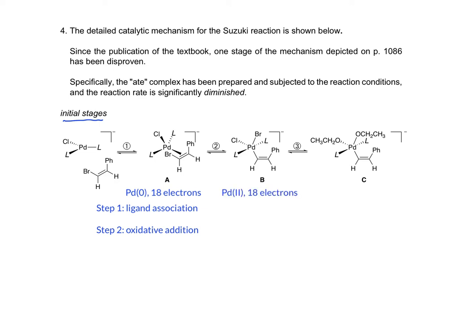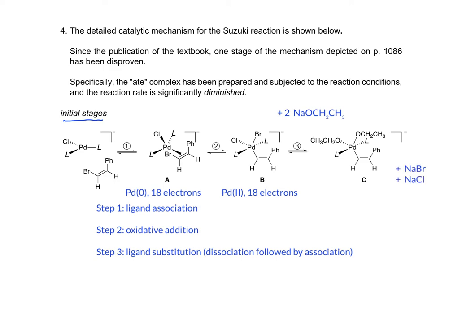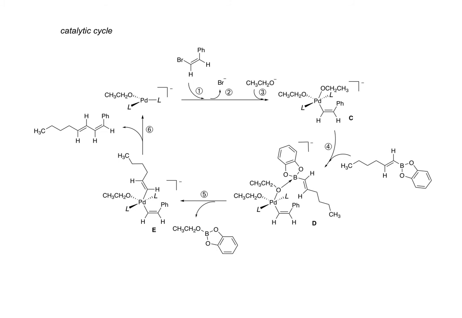The Suzuki reaction has long been known to require a basic additive. And we now understand mechanistically that a ligand substitution process with dissociation of halide anions followed by association of alkoxide ligands gives intermediate C. Continuing down the page of the worksheet, these are the remaining steps of the catalytic cycle.